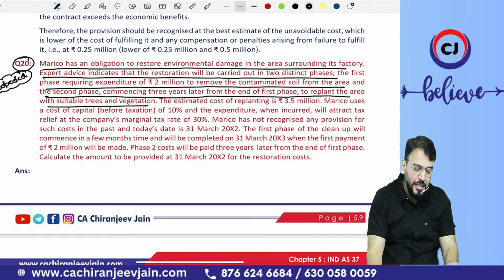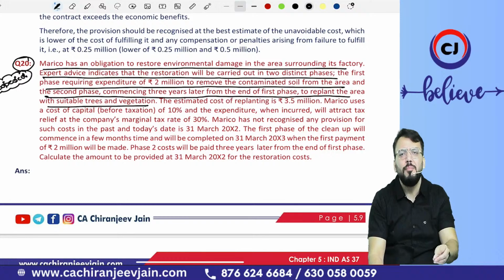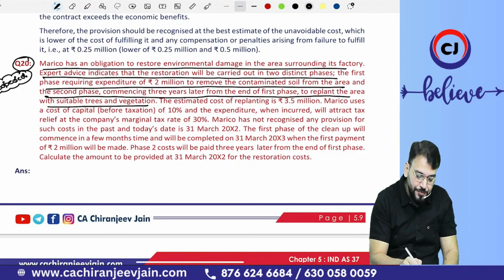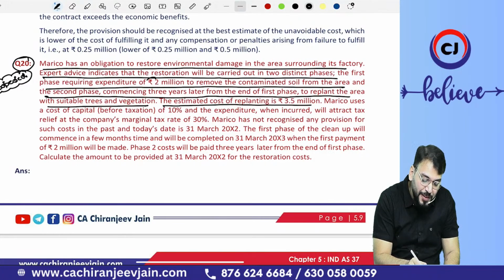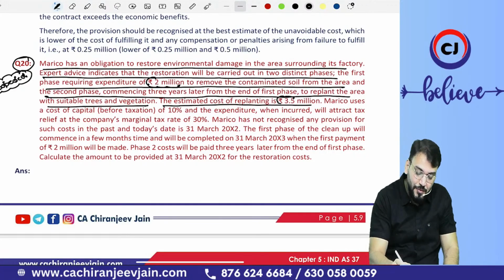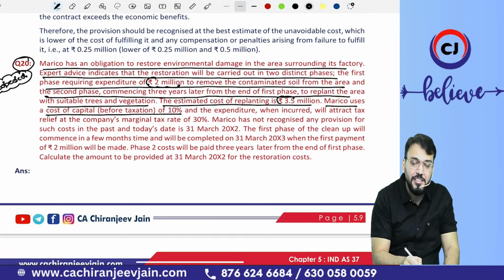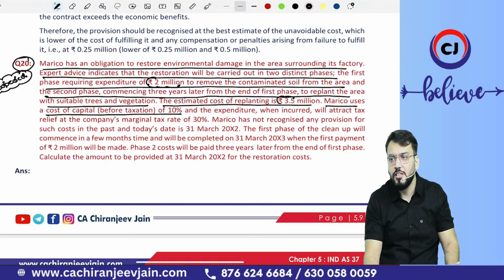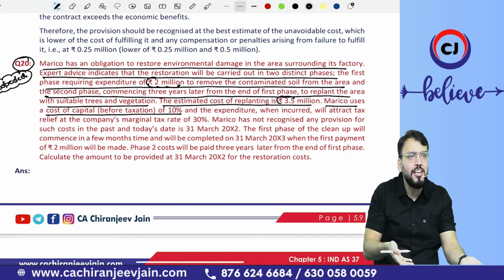So there is an obligation. It can be a legal obligation or constructive obligation. They have written obligation, so we'll assume either it is a legal obligation or constructive obligation. The estimated cost of replanting is 3.5 million. So what was the estimated cost of first phase? Second phase, every information is given. Marico uses a cost of capital before tax of 10%. This 10% is what? Discount rate. Before tax, we want before tax only.